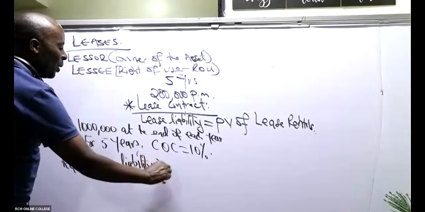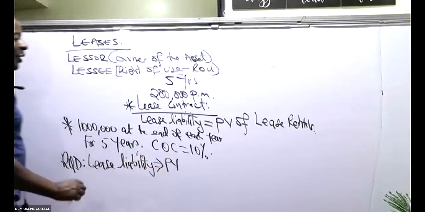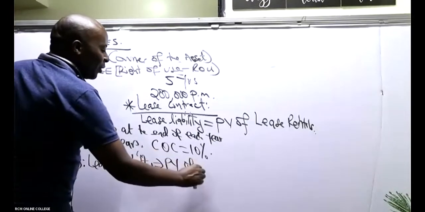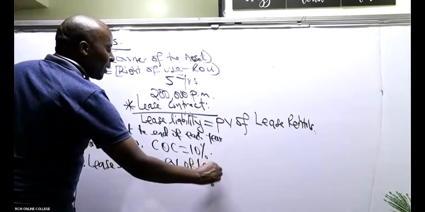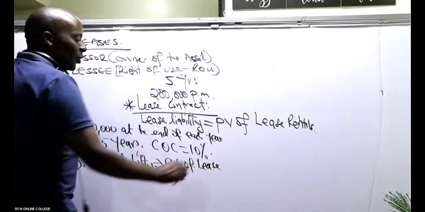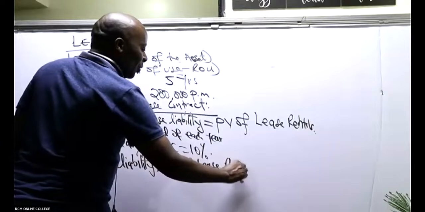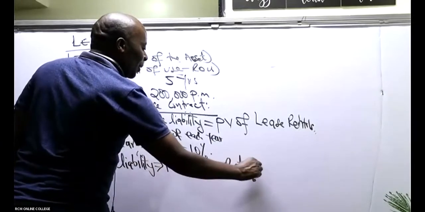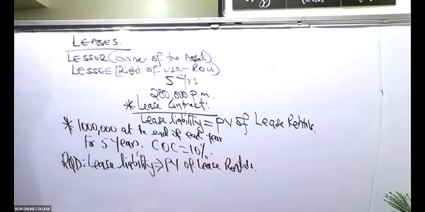Can I give you 2 minutes? Somebody should be able to come and give me the present value of these lease rentals. The present value of the lease rentals is automatically what is going to become my lease liability. Submit. Give me this value. Try your best.